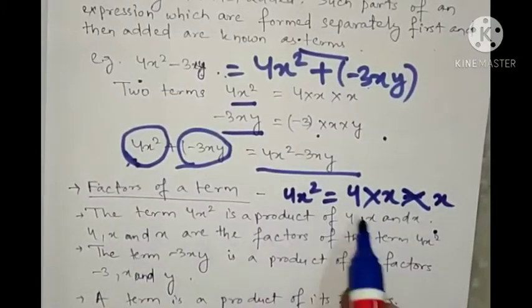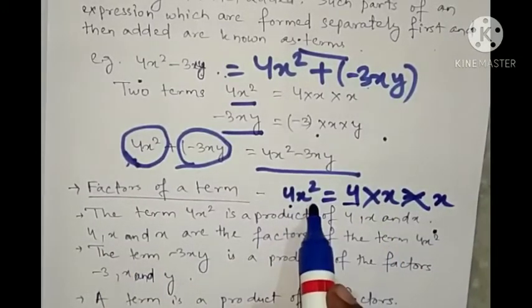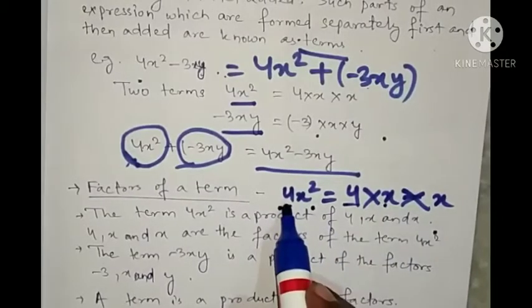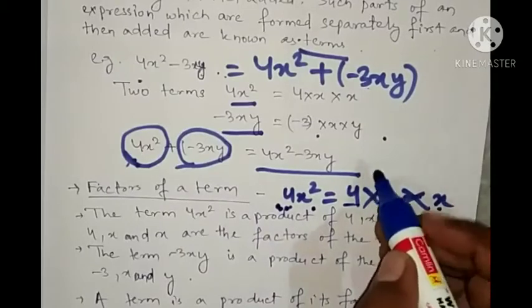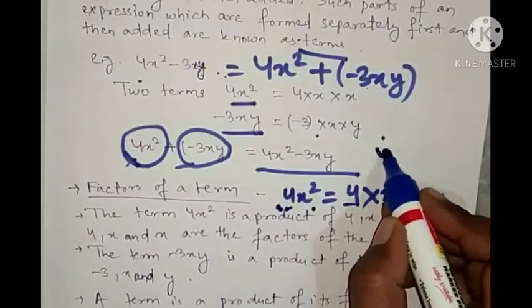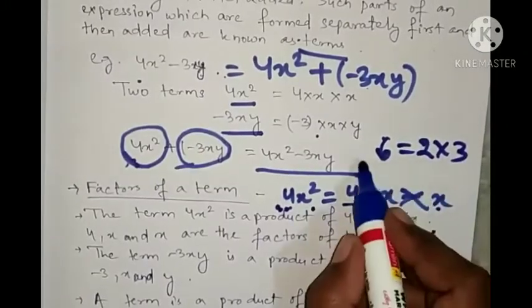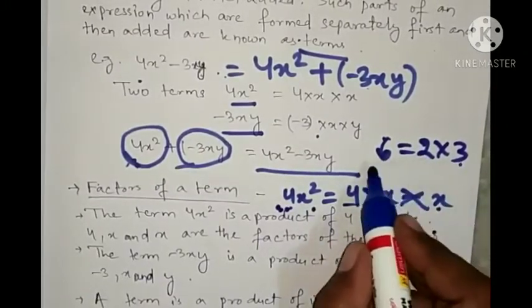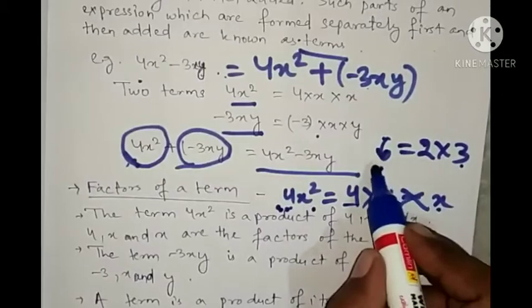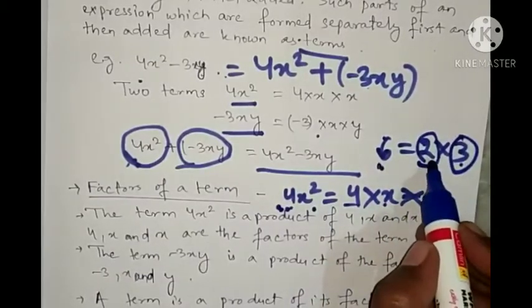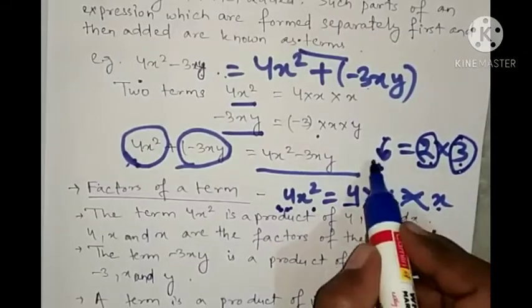So 4 is a factor of 4x square, and x is a factor of 4x square. Like you can see, 6 equals how much? 2 into 3. So the product of 3 and 2 is 6, and the factors of 6 are 2 and 3. So 2 is a factor of 6, and 3 is a factor of 6.